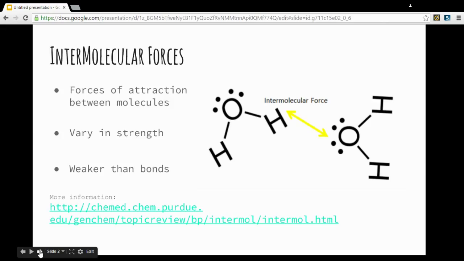Intermolecular forces are forces of attraction between molecules, which vary in strength but are usually weaker than bonds. Intermolecular forces happen when molecules influence the physical properties of something. For example, H2O is water in all of its forms, but its physical properties are different.